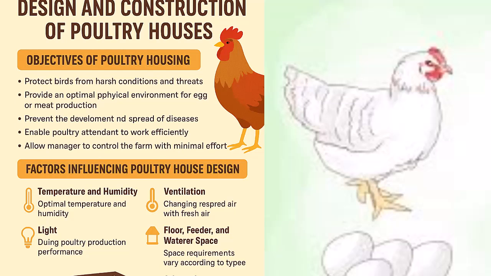Light: we need lights to stimulate the pituitary hormone responsible for ovulation and laying. Both natural and artificial light are critical. Floor, feeder, and water space depend on species, age, and production type. Adequate spacing prevents crowding and stress. Orientation: north-south width and east-west length recommended in the tropics. Minimize solar radiation and rain splashing.